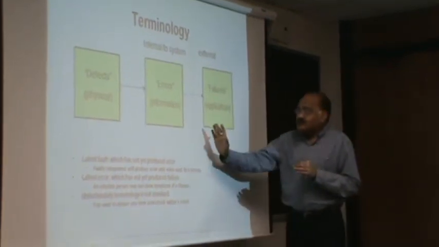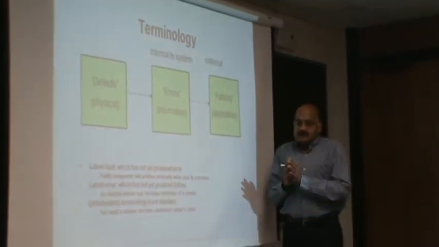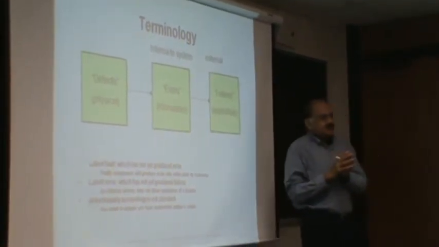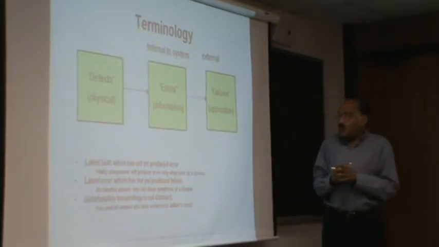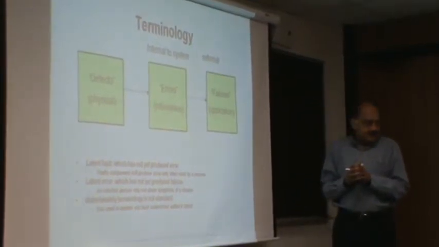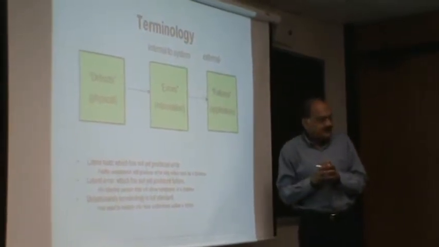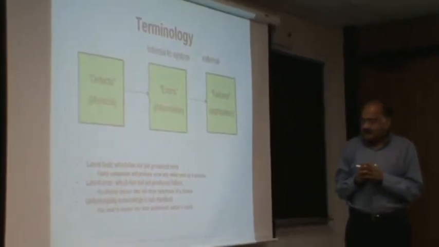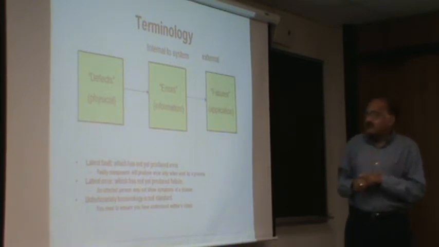Now, here is the boundary between internal and external. So this is what we are observing. As long as the error does not propagate to the outside, as long as we don't observe the effect of the error, we say that there has not been a failure. But when the error propagates outside, when we observe the error, we say that the system has had a failure.